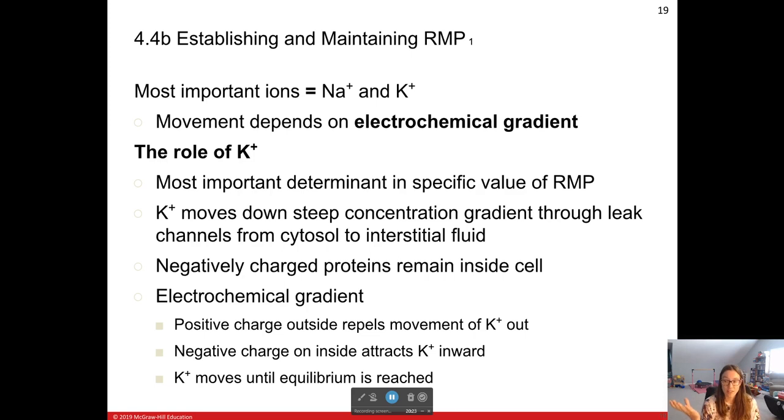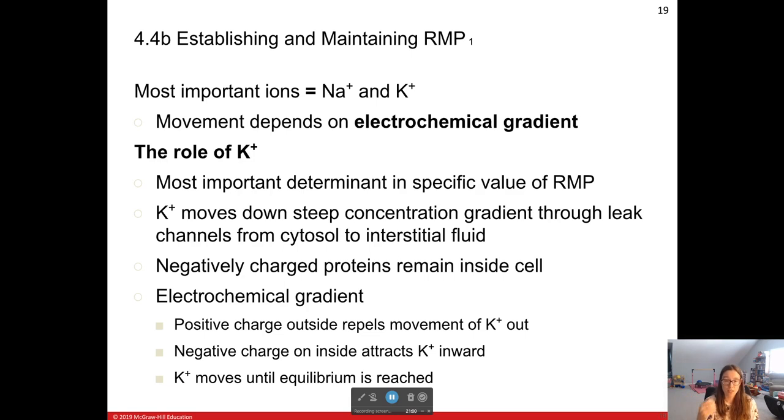But in order for any of this to happen, we first have to establish and maintain our resting membrane potential. And so, in resting membrane potential, the most important ions that we'll talk about are sodium and potassium. And the movement of sodium and potassium depends on the electrochemical gradient, remember, which has an electrical portion and a chemical portion. So first we'll talk a little bit about potassium. Potassium is actually the most important determinant of the specific value of resting membrane potential. And each different type of cell is going to have a slightly different average resting membrane potential, and we'll talk about those in a little bit.